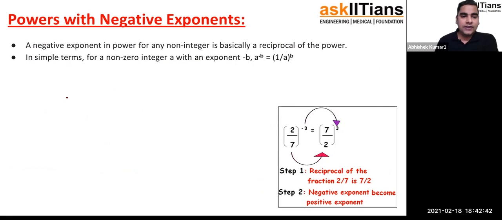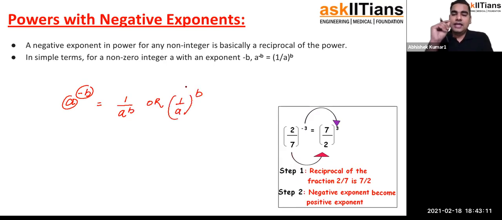Okay, so let's say you have any value a. It should be a non-zero number, of course, right? You have any value a, and that is raised to some power minus b. If a is raised to the power minus b, then a raised to the power minus b can also be written as 1 upon a raised to the power b, or you can also write it as 1 upon a whole raised to the power b, because when you raise 1 to any power, that does not make any difference.